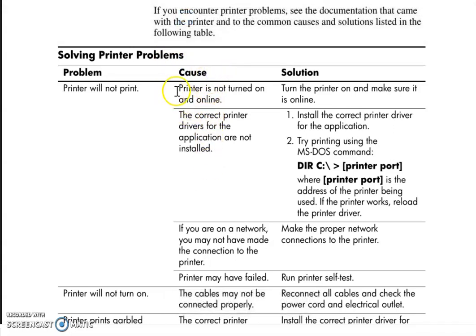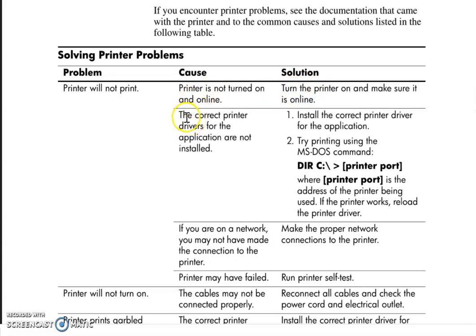One cause may be that the printer is not turned on and online. If you are connected within a LAN network, or taking a printout through the internet, and there is no connection, or the printer is not turned on, that may be the case. That's why the printer will not print any pages. So what will be the solution? Turn on the printer first of all. Make sure whether it is on the network and online. That is the solution for this cause.